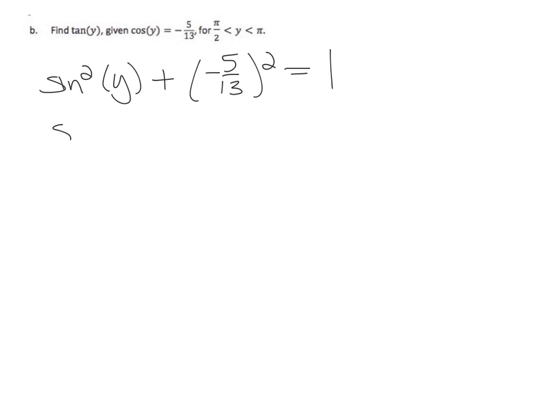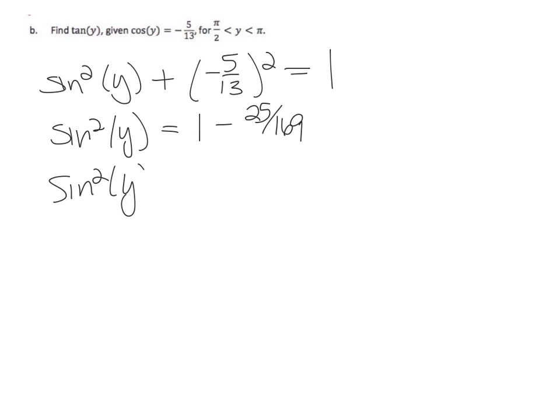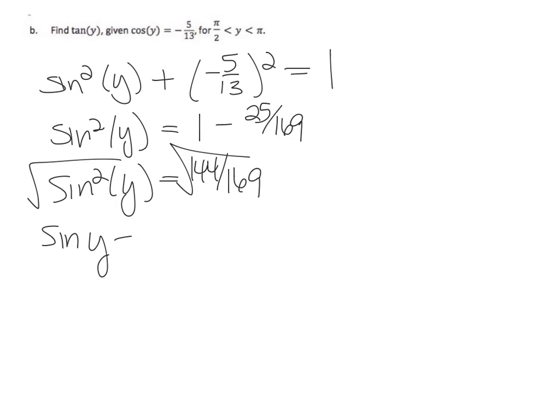So sine squared y equals 1 minus 25 over 169. Sine squared y equals 144 over 169. Trust me, it works out great. Square root of both sides. Sine y equals plus and minus 12 over 13. Works perfect. Okay, look at the range that we have.